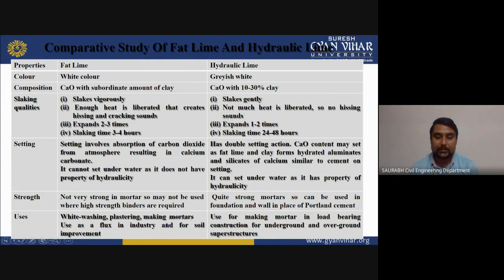Fat lime is used for whitewashing, plastering, making mortar, as a flux in industry, and for soil improvement. Hydraulic lime can be used for making mortar in load bearing construction, for underground and overground superstructure. You can see here that setting involves absorption of carbon dioxide from the atmosphere, resulting in calcium carbonate. It cannot set under water as it does not have the property of hydraulicity.